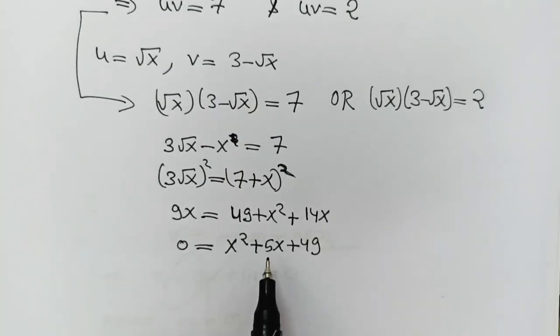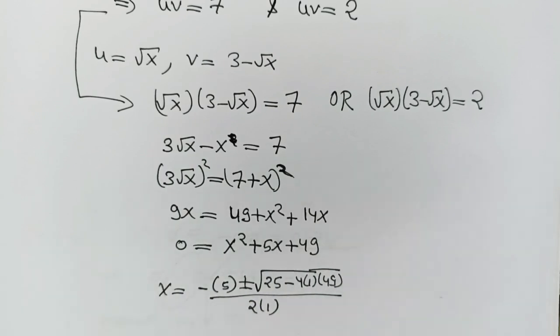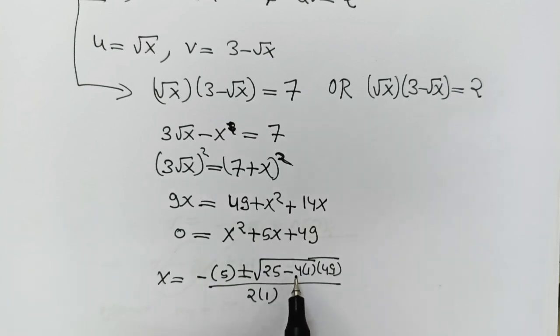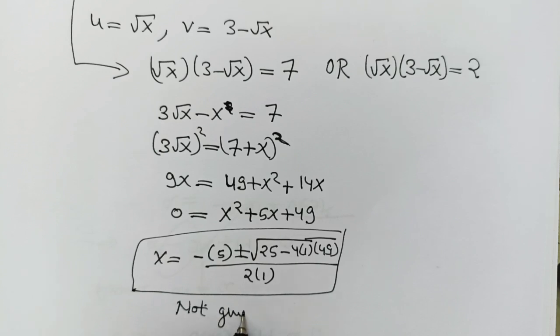This is again a quadratic equation, that means x will be equal to minus 5 plus minus square root of 5 square, that is 25, minus 4 into 1 into 49, divided by 2 into 1. As you can clearly see, 25 minus 4 into 1 into 49 will give a negative value, that means the square root of a negative value will be some complex value, that means this does not give a real solution.